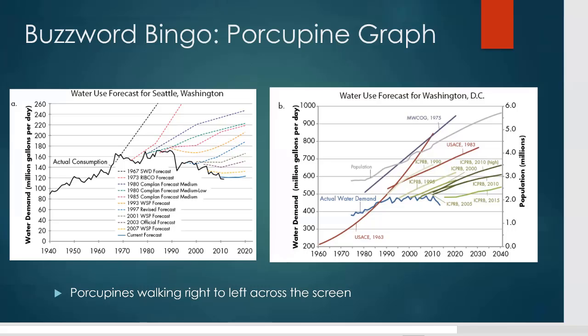So if you want to add to your buzzword bingo, these are porcupine graphs. You're walking off the screen. This is 2 of the only water utilities who have published a comparison of what their forecast had been versus the reality. So you can see in both of these, the forecasts are like the quills on a porcupine as it's walking across the graph, walking from the right to the left. Clearly, a lot of these forecasts were done to justify water infrastructure, and it turned out not to be needed. So there was a lot of economic cost that someone had to pay for that could have been avoided.